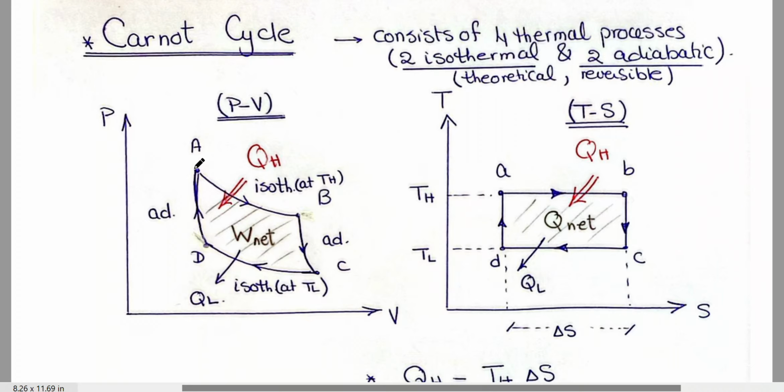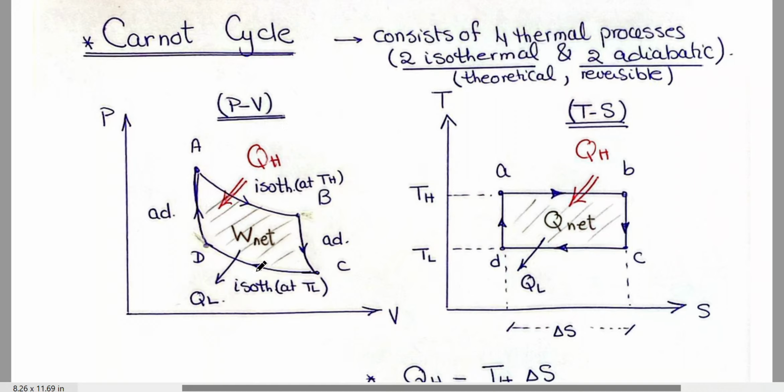So I have an ideal gas in my cylinder, and I have a piston. First, we have isothermal expansion from point A to point B, then adiabatic expansion from B to C. This is the part of expansion. This is A and this is C. In this part, the gas is absorbing an amount of heat QH.